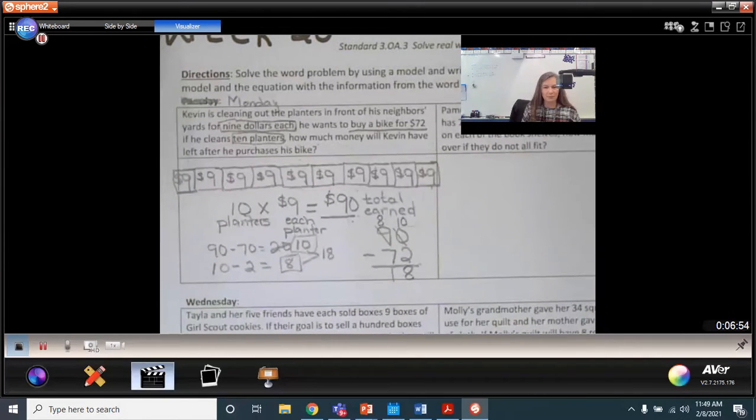So this was a two-step problem. It wasn't just multiplication, it wasn't just division, it was multiplication, then you had to use some subtraction to find what was left after he bought his bike.